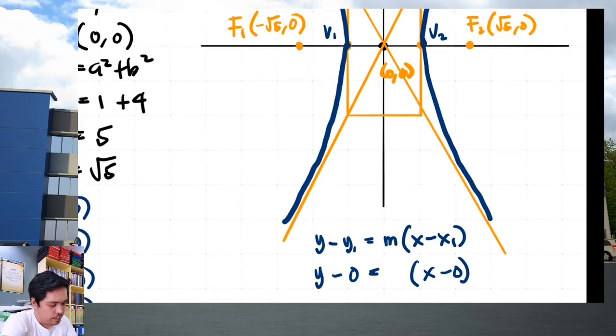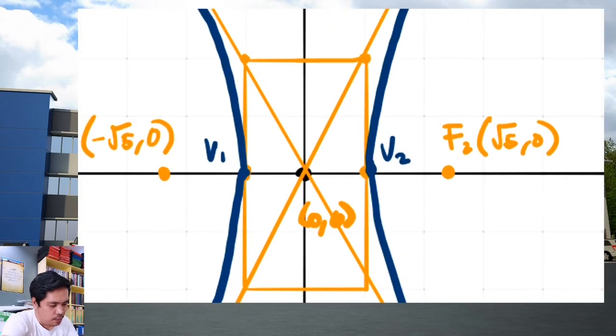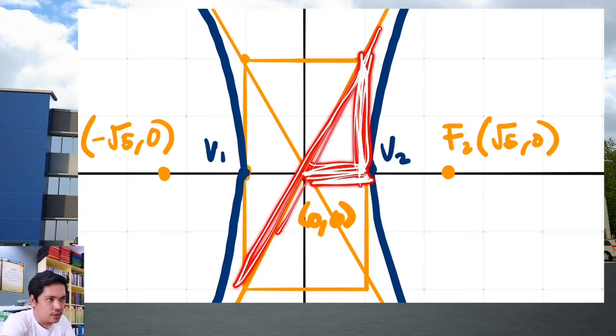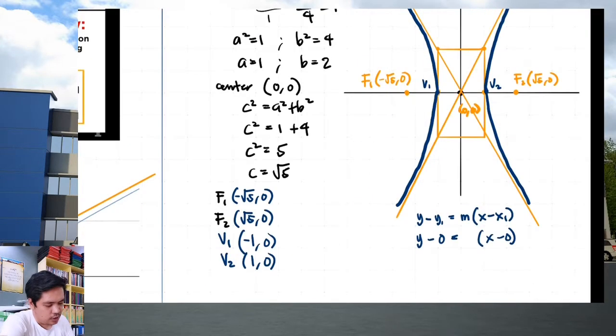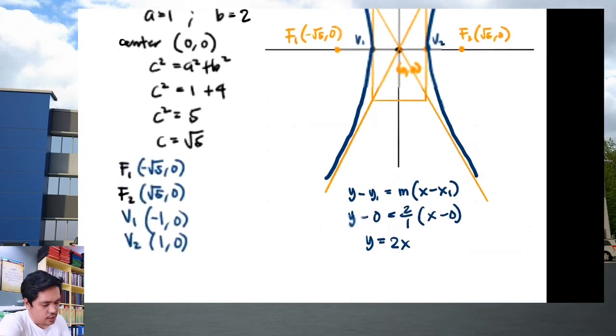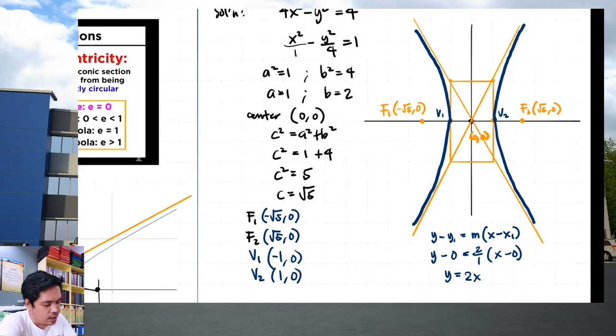Now, how about the slope or m? If we consider this line, our slope is this. This is rise over run. Okay? And our rise is B, right? And this run is A. So that's B over A. That would be B over A, 2 over 1 or 2. So y is equal to 2x. This is the equation of this line, of this asymptote. Y is equal to 2x.